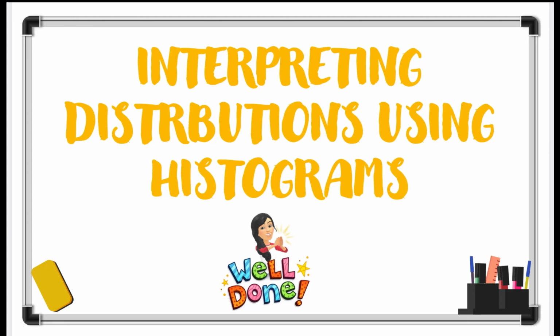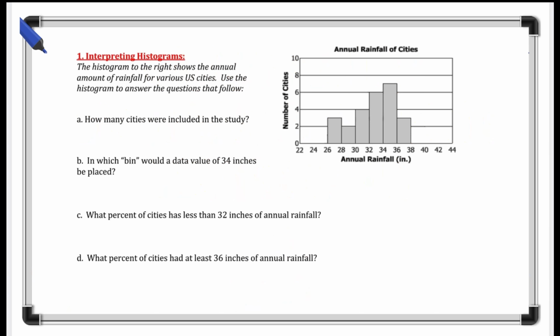Let's dive right in. In this histogram, we are shown the annual amount of rainfall for various cities. We're going to use this histogram in order to answer the questions. So we want to find out how many cities were included in this study, which means we have to look at the number of cities in every bin or every bar or interval. So we have 3, we have 2, 4, 6, 8, and 3. So when we're looking at how many, we're going to total up the cities that we have, and that would get me 25 cities.